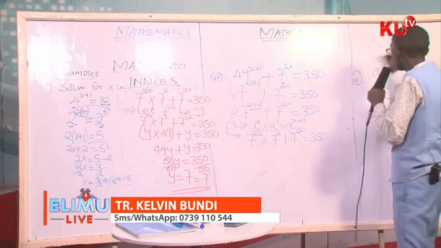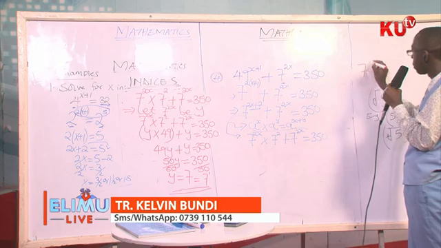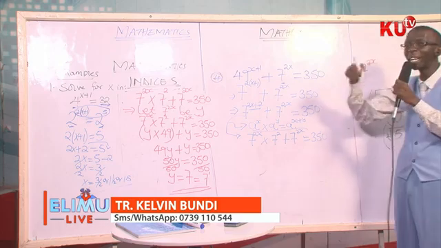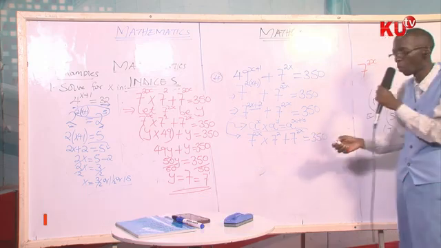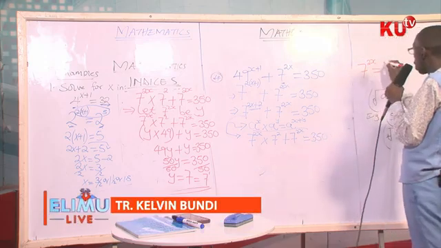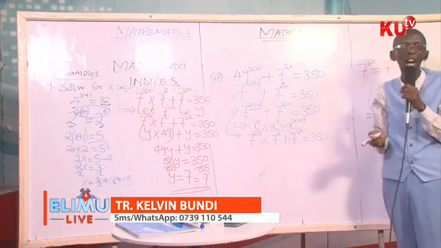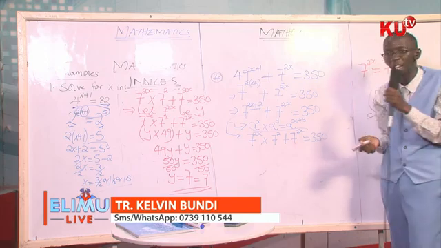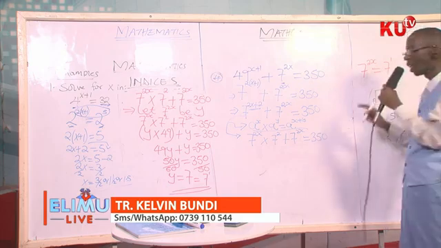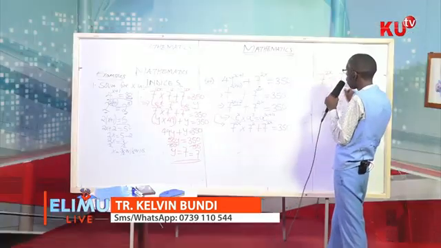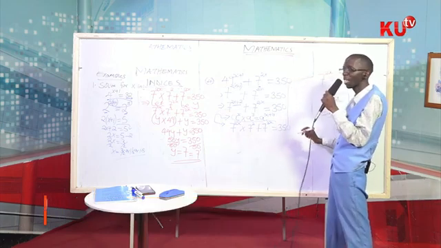Equate. You will equate and say 7 to power 2x that we let be y is equal to 7 to power 1 that we have gotten as the value of y. 7 to power 2x is equal to 7 to power 1, which is the value of y we have gotten.